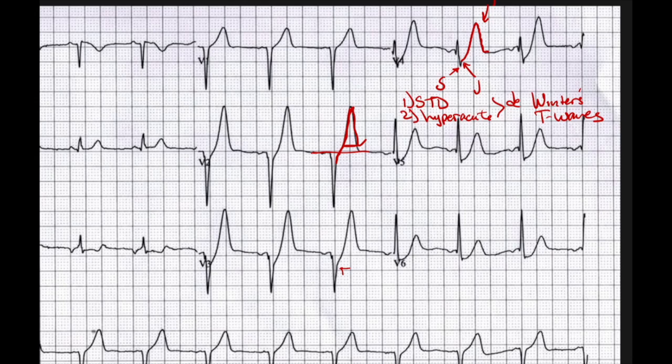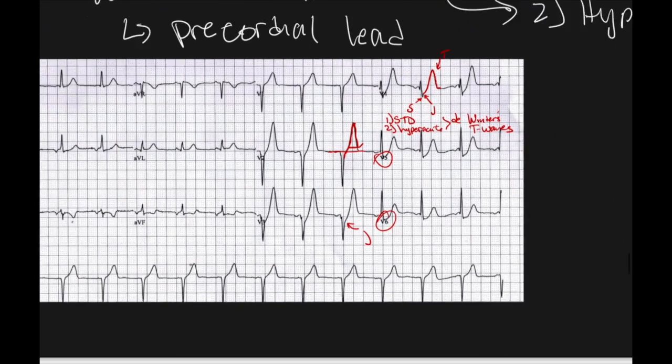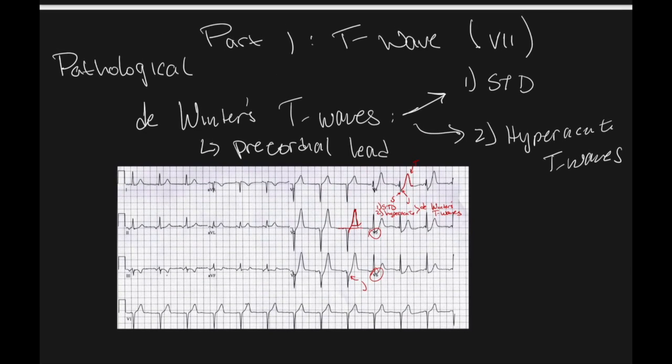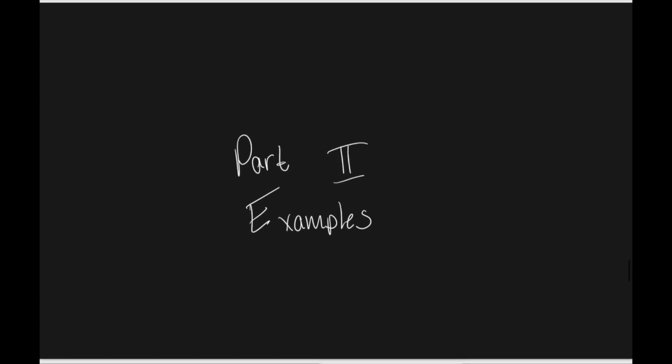More pronounced here in V3. There's our J point, so we have ST depression. We have that asymmetric, broad and tall T wave, that hyperacute T wave, so we have a De Winter's T wave. And in fact, the pattern continues for V5 and V6. So we would say we have De Winter's T waves in V2 through V6. That's a pathological finding. And that about sums it up for the T waves and for part 1.